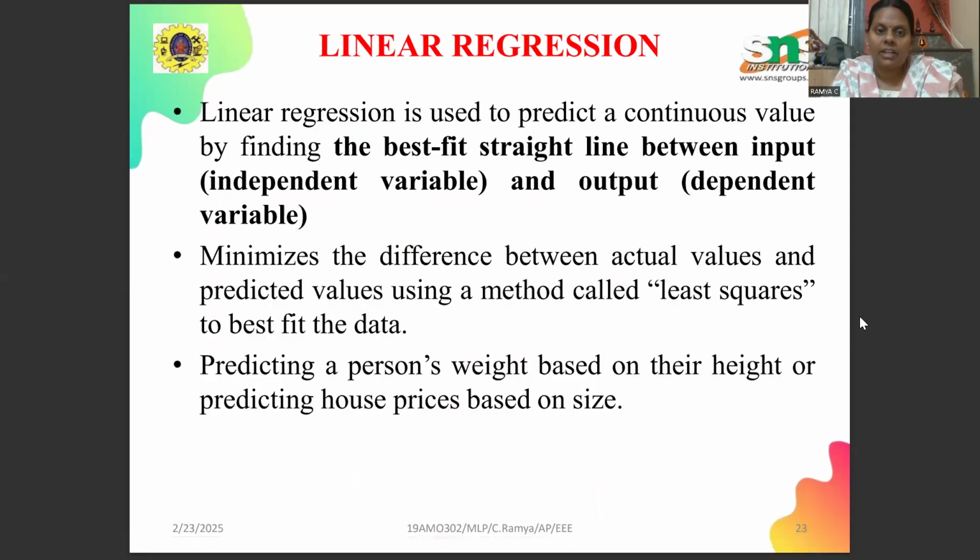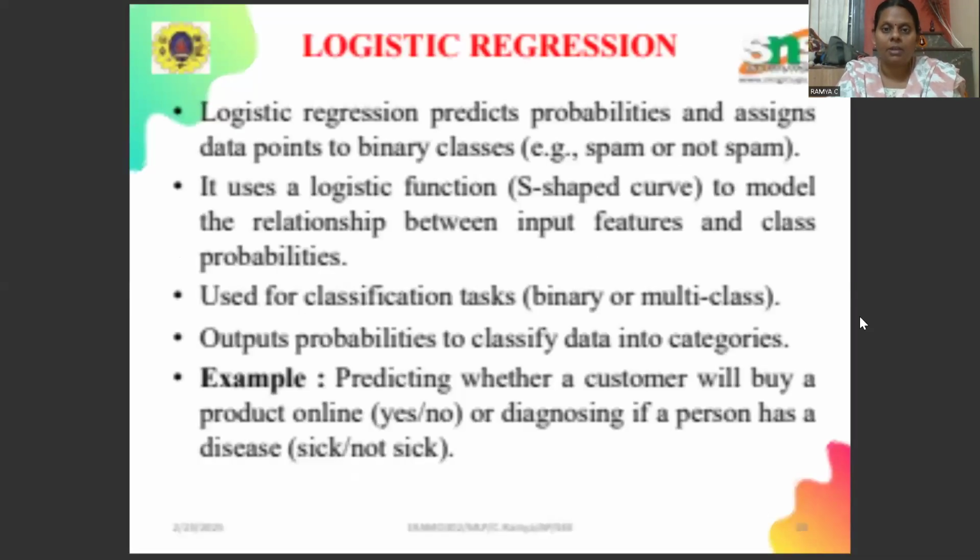First, we have linear regression. Previously we learned what regression is, that is, finding prediction values which have some relation between the input and output. It is used to predict a continuous value by finding the best fit line between the input and output variables. To minimize the difference between actual values and predicted values, we go for the least square method. So this is under linear regression.